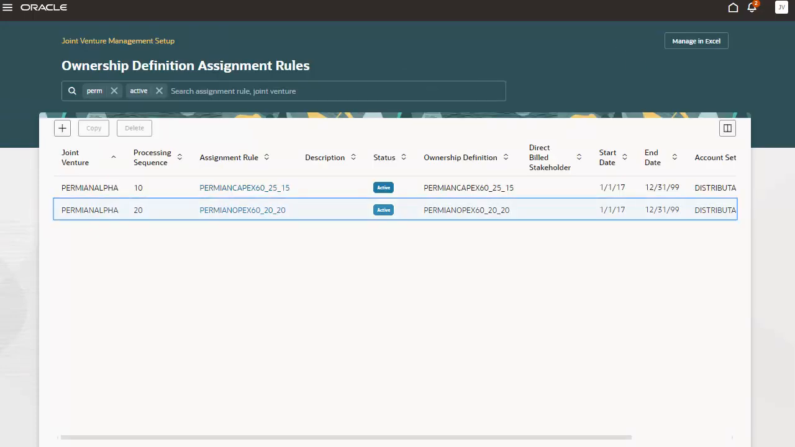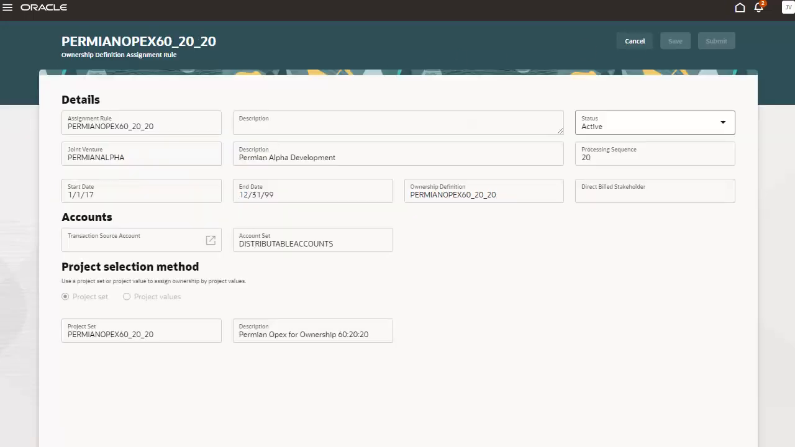This is the assignment rule for operational expenses. The ownership definition to be used is Permian OPEX 60-20-20. The project selection method is project set and the project set to be used is Permian OPEX 60-20-20.